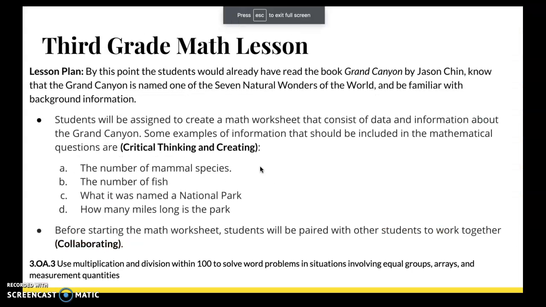So my next lesson is a 3rd grade math lesson, and the students at this point have already read the book, so they know about it being one of the 7 wonders of the world, and are familiar with the background information. The students will be assigned to create a math worksheet that consists of data and information about the Grand Canyon, and some examples of information that should be included in the mathematical questions are the number of mammal species, the number of fish, why it was named a national park, and how many miles long the park is.